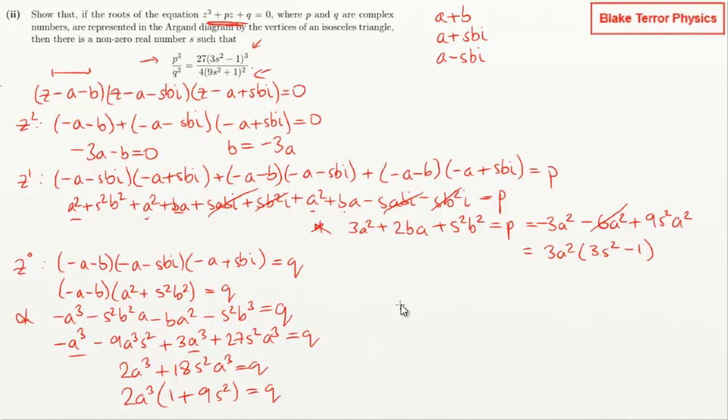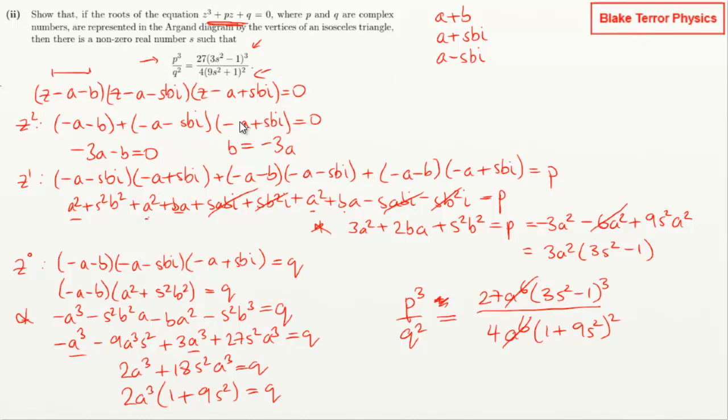So now if I'm doing p cubed, well, over, let's put it all in one thing. So p cubed over q squared. So that's going to be 27a to the 6, 3s squared minus 1 cubed over some square in this one. So 4a to the 6, excellent, 1 plus 9s squared squared. Cancel the a to the 6's, and that is it, isn't it? Yeah, they just put the 9s squared and the 1 the other way around.